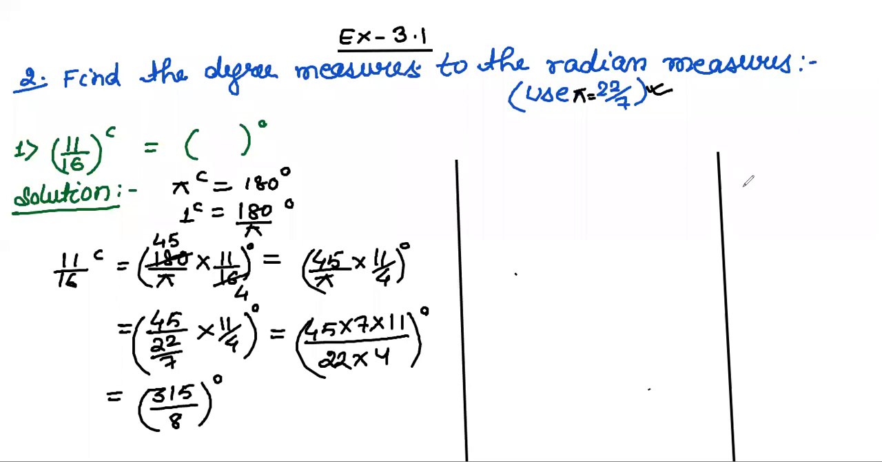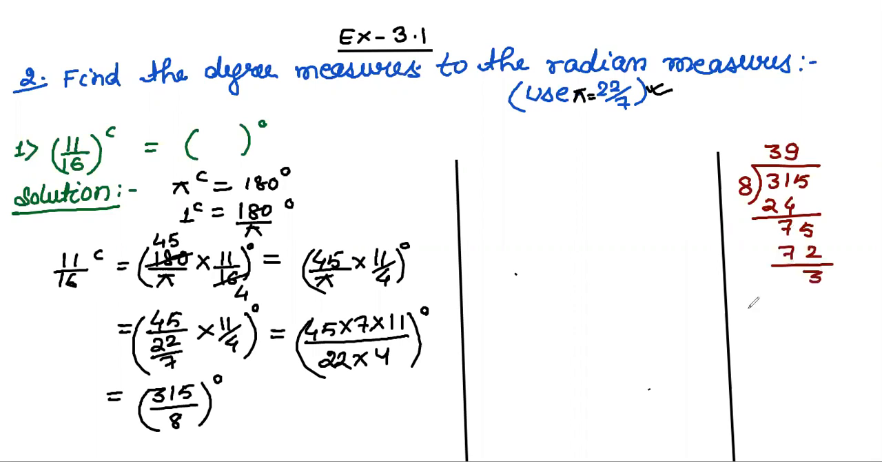So here 315 is divisible by 8, so we will divide it. Here we will get 8 3s are 24, so here we will get 75, and then 8 9s are 72. So finally we are getting here 3.